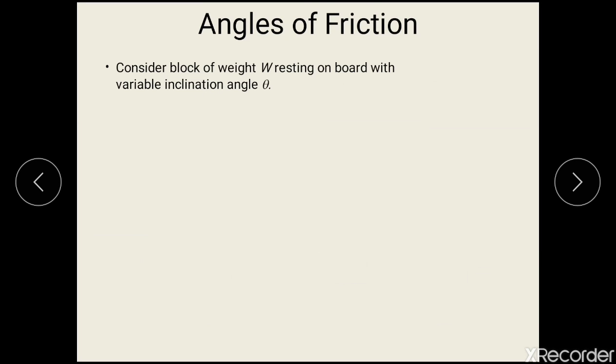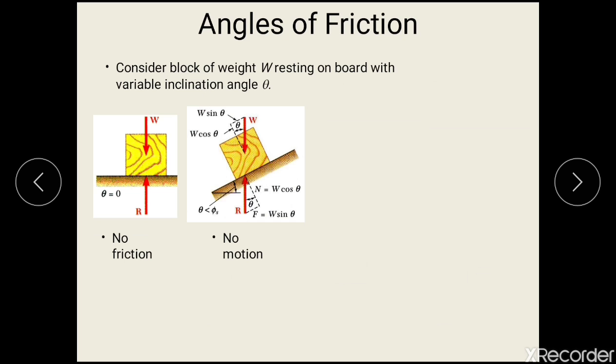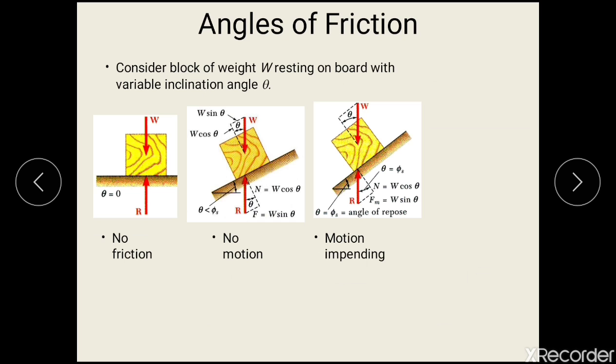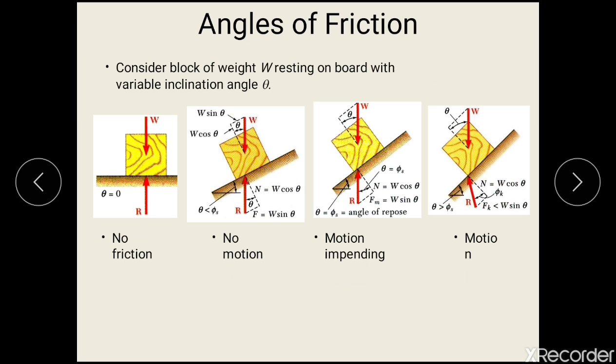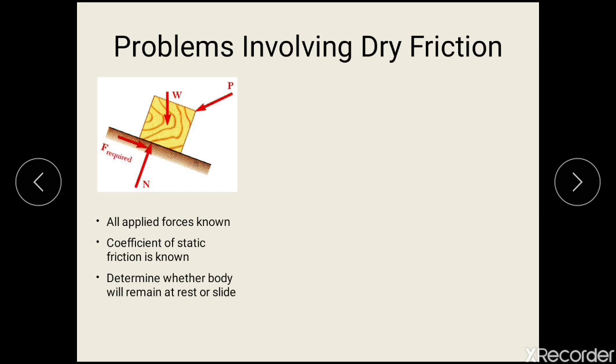Then the second set of conditions. Now we are considering inclined surfaces. The same 4 conditions apply here. First one, no friction. Second one, no motion. Third one, motion impending. Fourth one, motion. So we may expect some kinds of problems in this session.